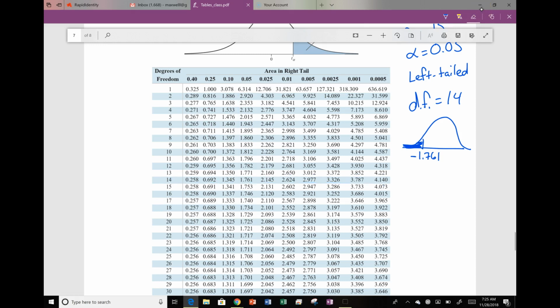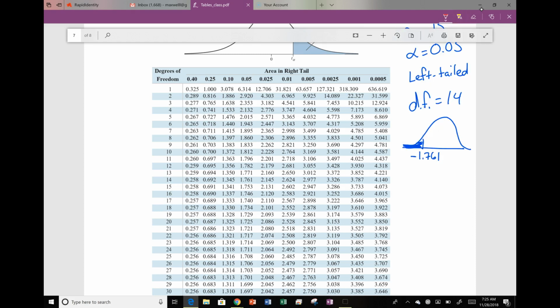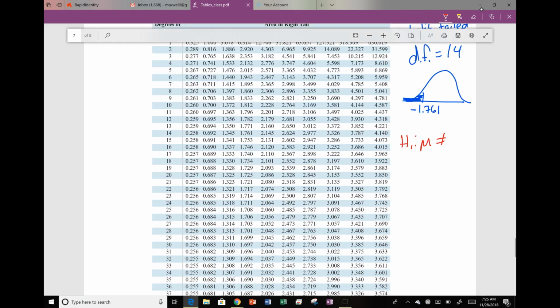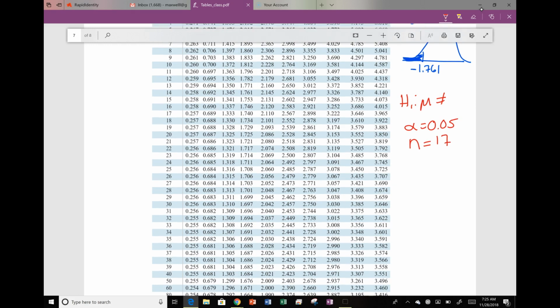Now, let's look at what happens whenever we have a two-tailed test. That is where our H1 is mu not equal to, and we have alpha being 0.05. We have n being, we'll say, 17. So in this case, our degrees of freedom is going to be 16 because it's one less.